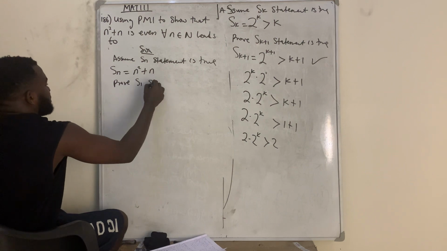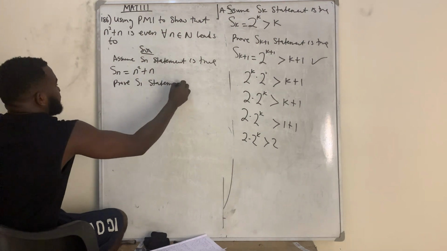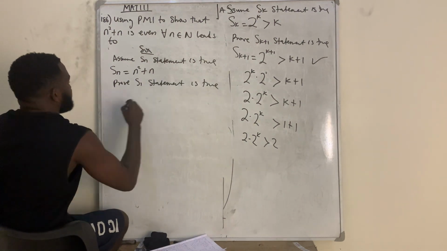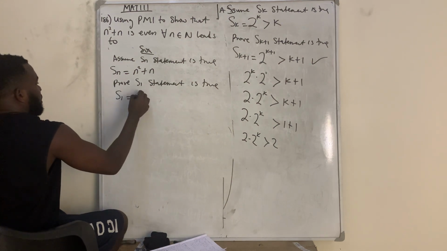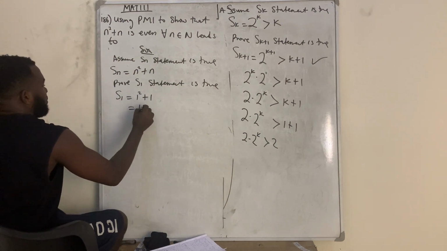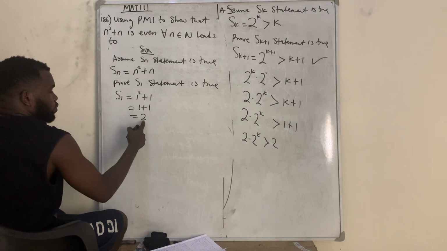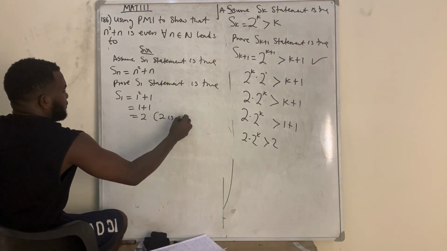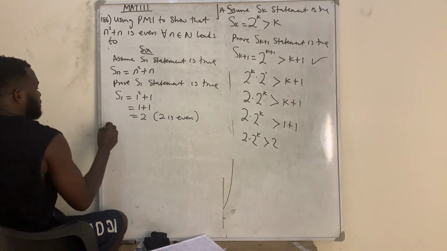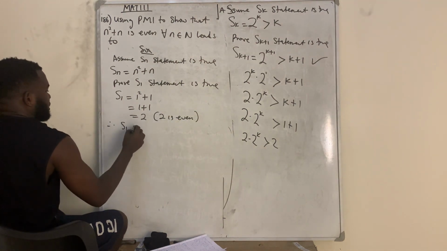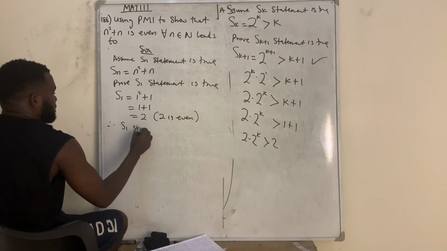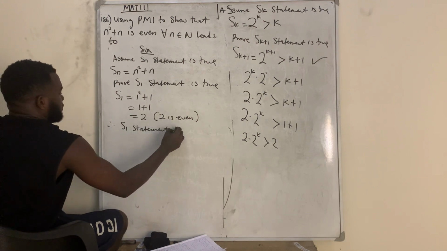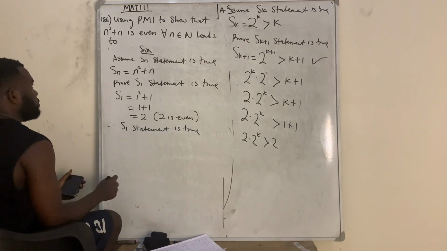So S1 is equal to 1 squared plus 1, which is 1 plus 1, and 1 plus 1 is 2. Is 2 even? Yes. So you say that since 2 is even, therefore the S1 statement is true. So the next thing you do is what?